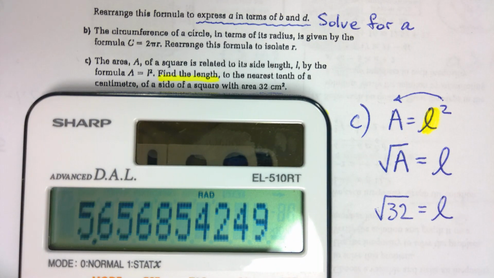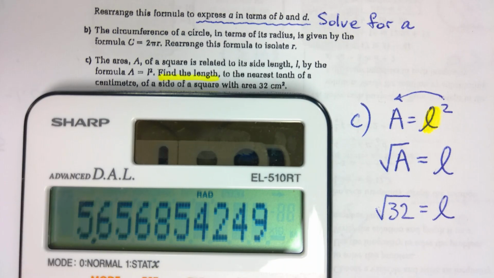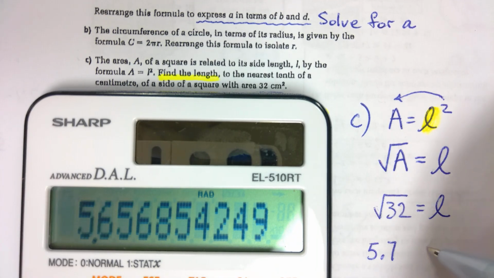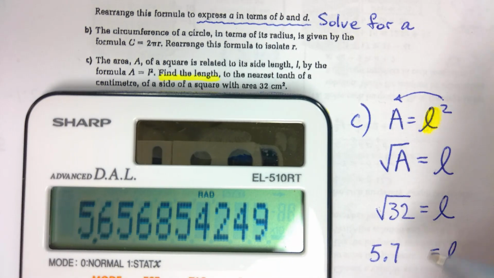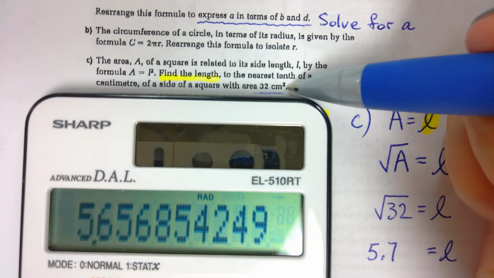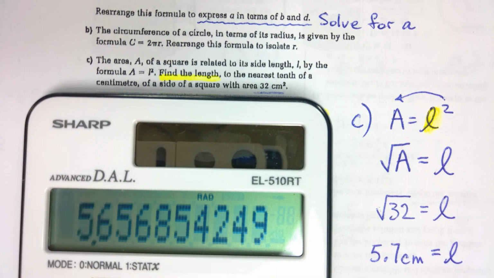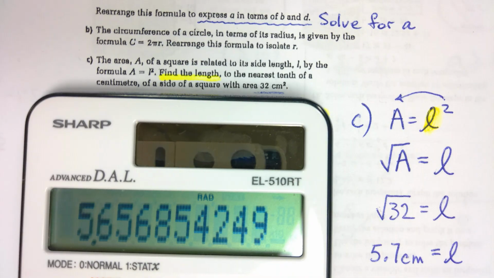So what's my final answer? Other than Claire. Thank you for participating. But okay, Eric. 5.7. Hey, and he lost half a mark. Centimeters, right? How do I know it's centimeters? Because area is centimeters squared. So that means the length is centimeters. All right. And 5.7, because it says round to the nearest tenth. Nearest tenth means 1 decimal place.